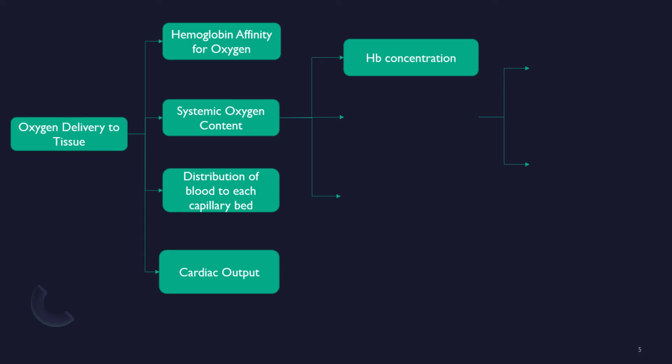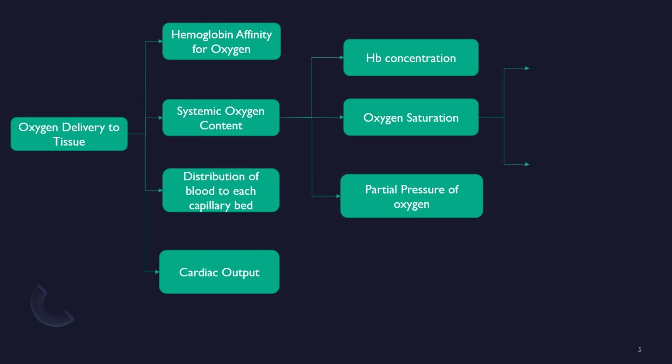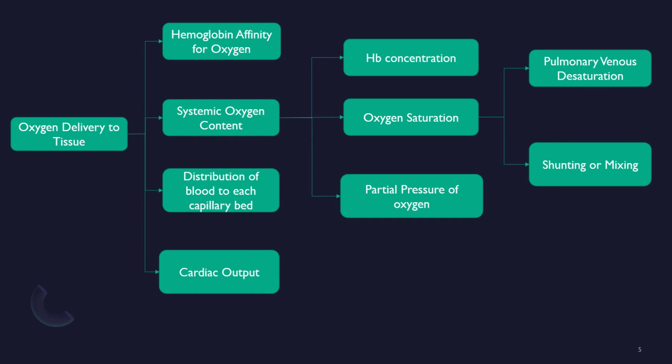Now, the systemic oxygen content is dependent on hemoglobin concentration. A patient with anemia will have low oxygen delivery to tissue because of poor systemic oxygen content. Oxygen saturation is where we define cyanosis, and partial pressure of oxygen is what we can pick up by a blood gas. Now, low oxygen saturation can be due to pulmonary venous desaturation or lung disease, or shunting or mixing within the heart, or cyanotic heart disease.